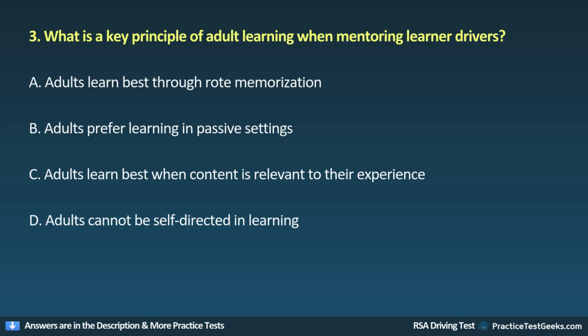3. What is a key principle of adult learning when mentoring learner drivers? A. Adults learn best through rote memorization. B. Adults prefer learning in passive settings. C. Adults learn best when content is relevant to their experience. D. Adults cannot be self-directed in learning.